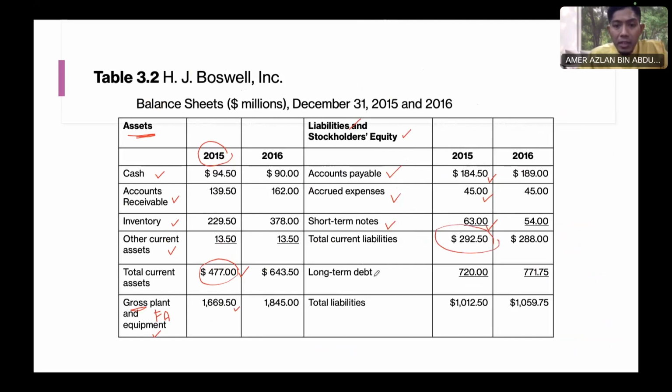And then after that, you have a long-term debt. This company has a long-term debt worth around 720 million. So if you add total current liabilities with long-term debt, you get a total liability of 1012.50.